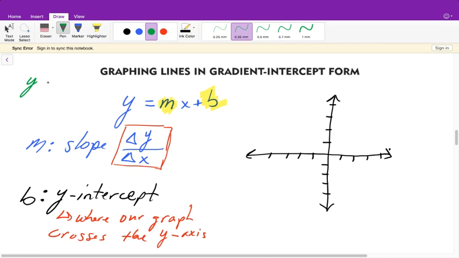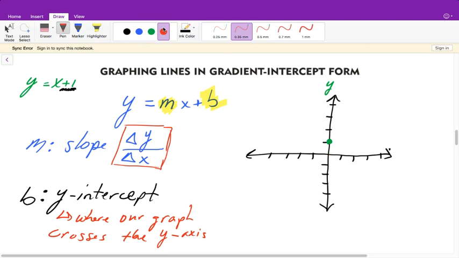So if we got y is equal to x plus 1, this plus 1 tells us that we are crossing our y-axis at a positive 1. So this y-intercept is here at 0, 1, because remember, as we move up on our y-axis, we're moving in a positive direction. And as we're moving down on our y-axis, we're moving in a negative direction. So if it was y is equal to x plus 1, our point will be here at positive 1.